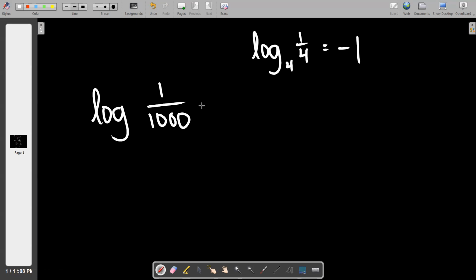One thing's for dang sure, I know my answer is going to be negative. How many tens do I need in the bottom to make the 1,000? I need 3. So my answer is negative 3.